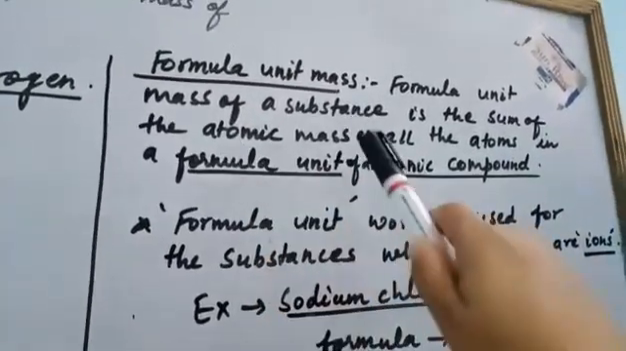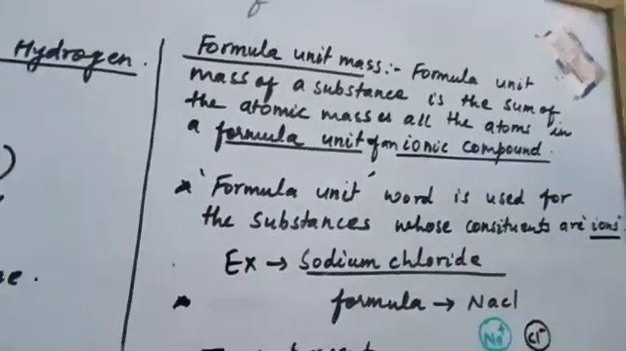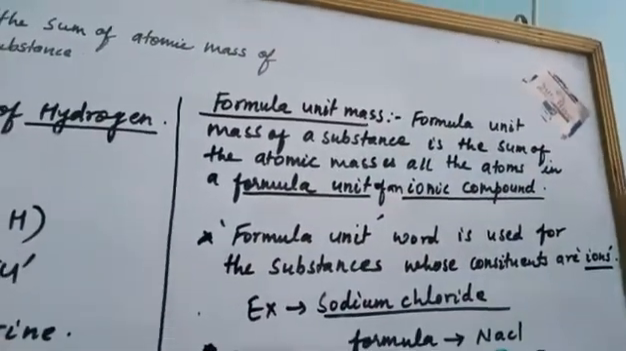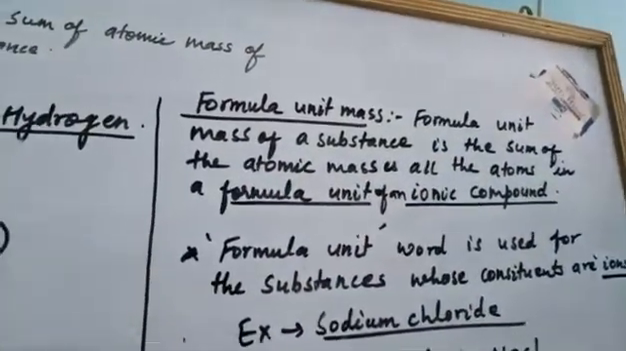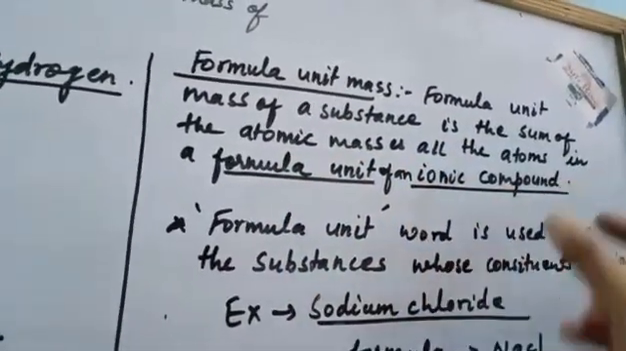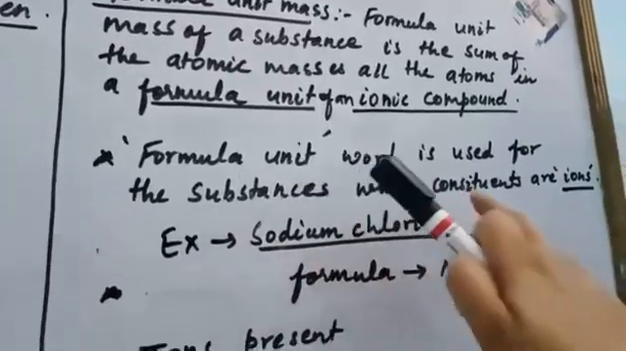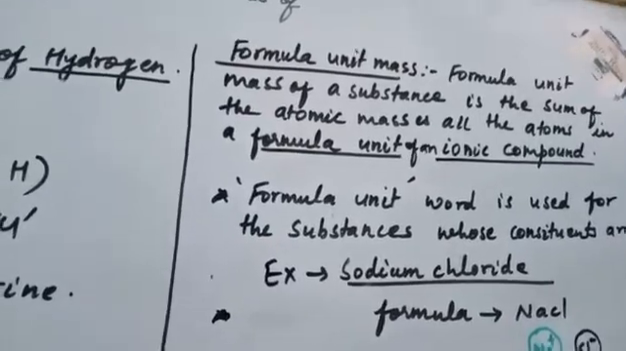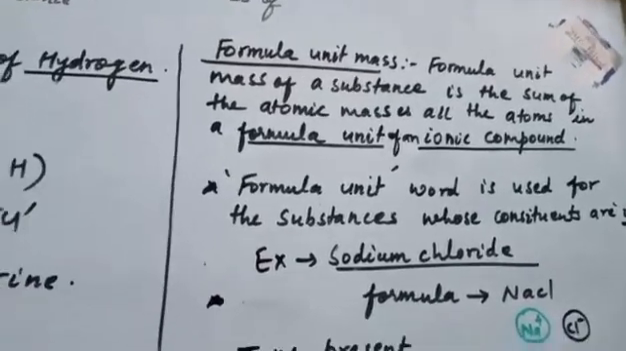The sum of atomic masses of all the atoms in a formula unit of an ionic compound. Okay, a formula unit means a molecule of an ionic compound. There we studied the sum of atomic masses of all the atoms in a molecule of a compound or substance. Here, in formula unit mass, it is the sum of atomic masses of all the atoms in the formula unit of an ionic compound. The word formula unit is used for substances whose constituents are ions. So formula unit is used instead of the word molecule for ionic compounds.